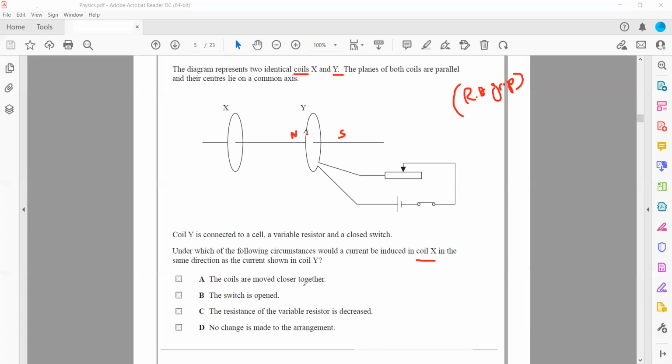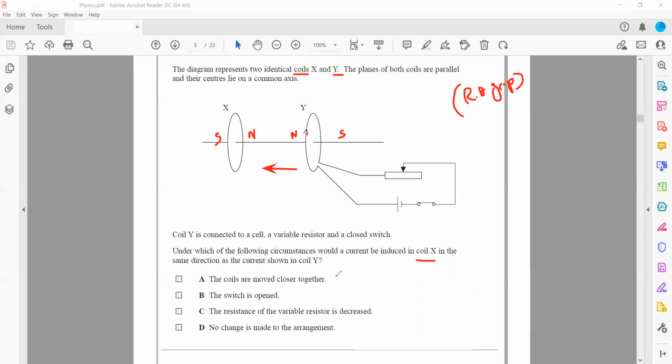So the coil is moved closer. If we move the coil closer, there will be a change in magnetic field at X. There will be induced EMF, but what will happen? It will try to oppose the change, because according to Lenz's law, the induced EMF always tries to oppose the change in magnetic field. When we bring the coil closer, the magnetic field will increase. So coil X will try to induce EMF to oppose the change. And how can it oppose the change? By producing a north pole on the right hand side and a south pole on the left hand side.